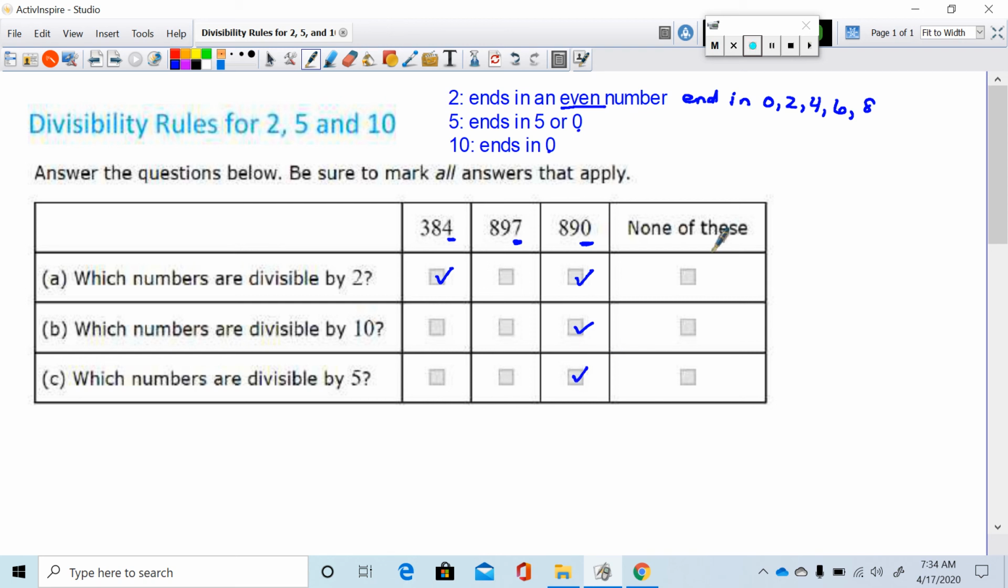Now, the only time you check off none of these in a chart like this is when you're going across. Divisible by 2 has two things it's divisible by, so you wouldn't check off none of these. 10 has one number and 5 has one number. So in a chart like this, the only time you would click none of these is if you don't have any check boxes in a horizontal row.